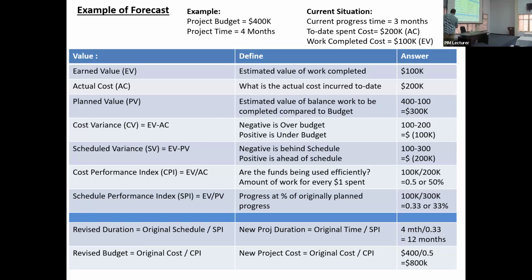Second, revised budget. How do you predict the budget? Original cost divided by the CPI index, which in this case is 0.5. So you took the 400,000 original, divided by 0.5, it gives you 800. So now this tells you this 4 month, $400,000 project is going to finish at $800,000, double the cost, and going to take a total of 12 months, i.e. 8 months more.